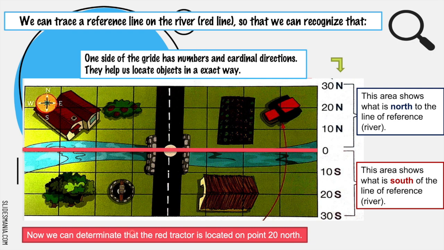We can determine that the red tractor is located at point 20 north. And yes, that is correct. Now we are given numbers, and that is very exact to give directions. We know now that the tractor is 20 north of the river.